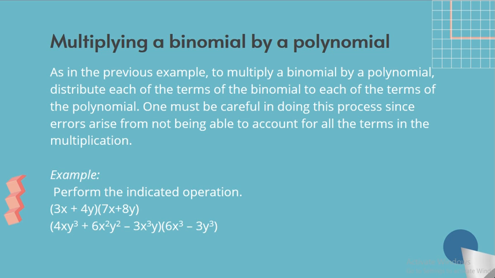For example, number 1, we have here the quantity of 3x plus 4y multiplied to the quantity of 7x plus 8y. So maybe you are familiar with the method that you used in your high school days, which is the FOIL method: the first terms, outer terms, inner terms, and last terms. But in this lesson, we are going to use distributivity. It is just the same. Okay, so let's perform this one.